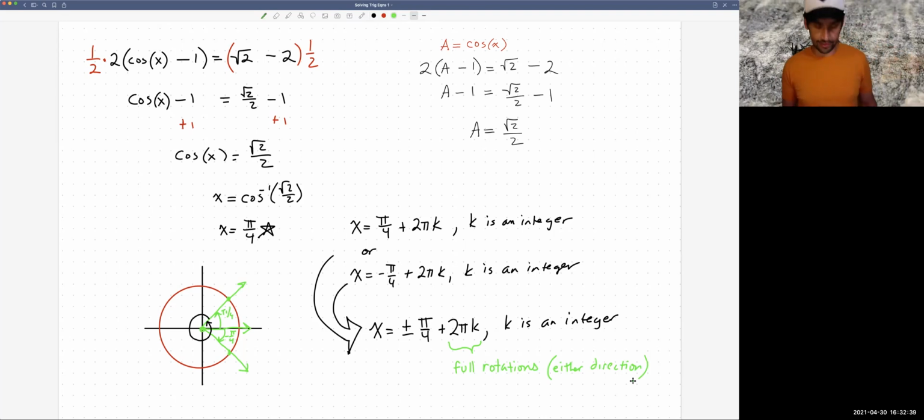Okay, that is it for this one. There'll be more solving of these equations. We can make them more complicated than this.